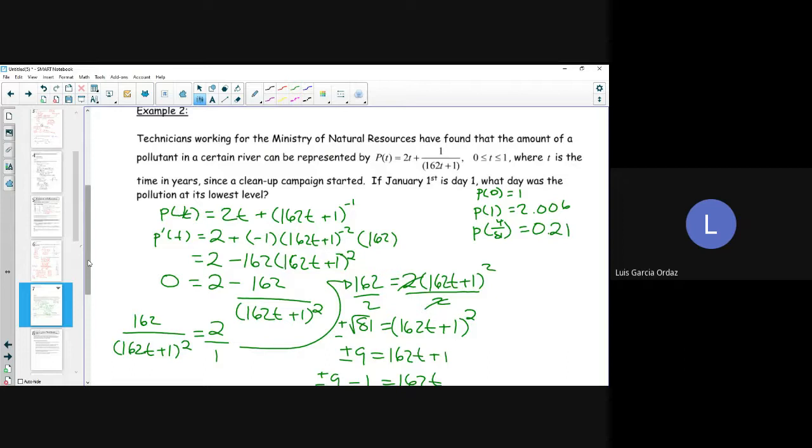So now I need to convert this into days. I'm going to take 4 over 81 times 365 days. If I simplify this, I get 18.02, which means that if January 1st is day 1, I will reach my lowest level of pollution on January 18th.